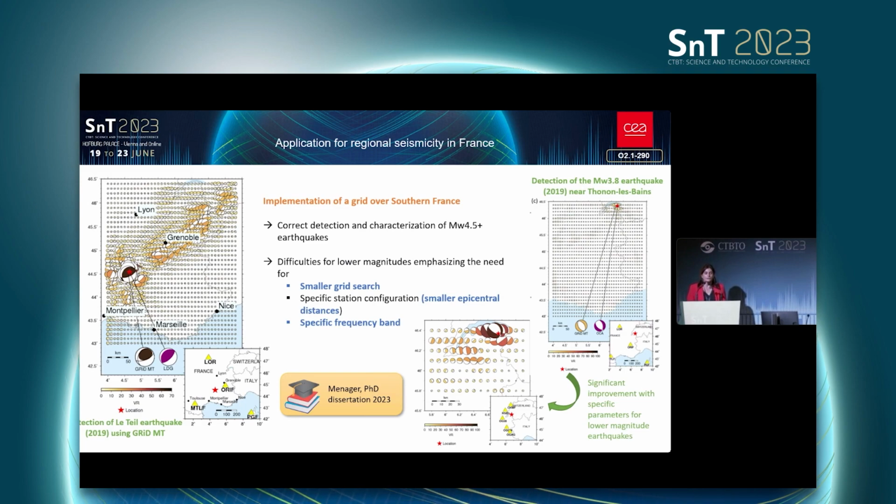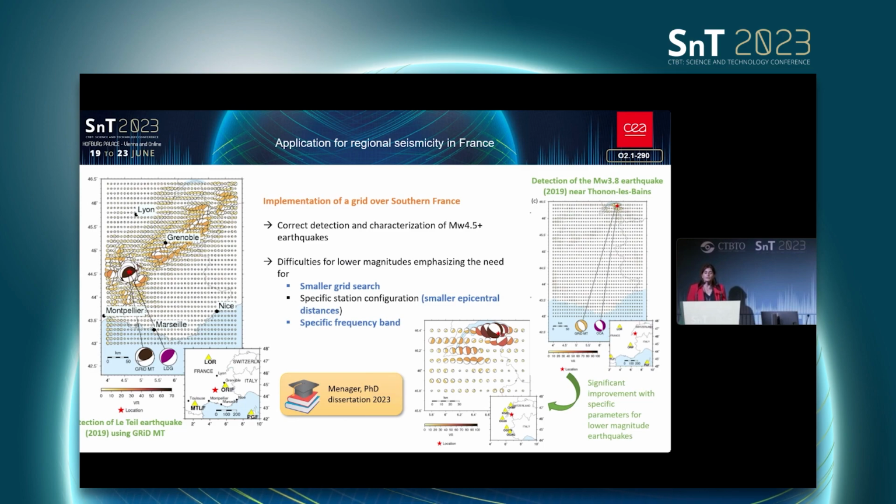Now I'm going to show you a second example. It's for regional seismicity in France. So we did the same work, and we implemented a large grid over southern France. This time we used different depths too, and we got correct detection and characterization for all magnitude 4.5 plus earthquakes in these regions, including the Le Teil earthquake that occurred in November 2019. It was a magnitude of about 5.